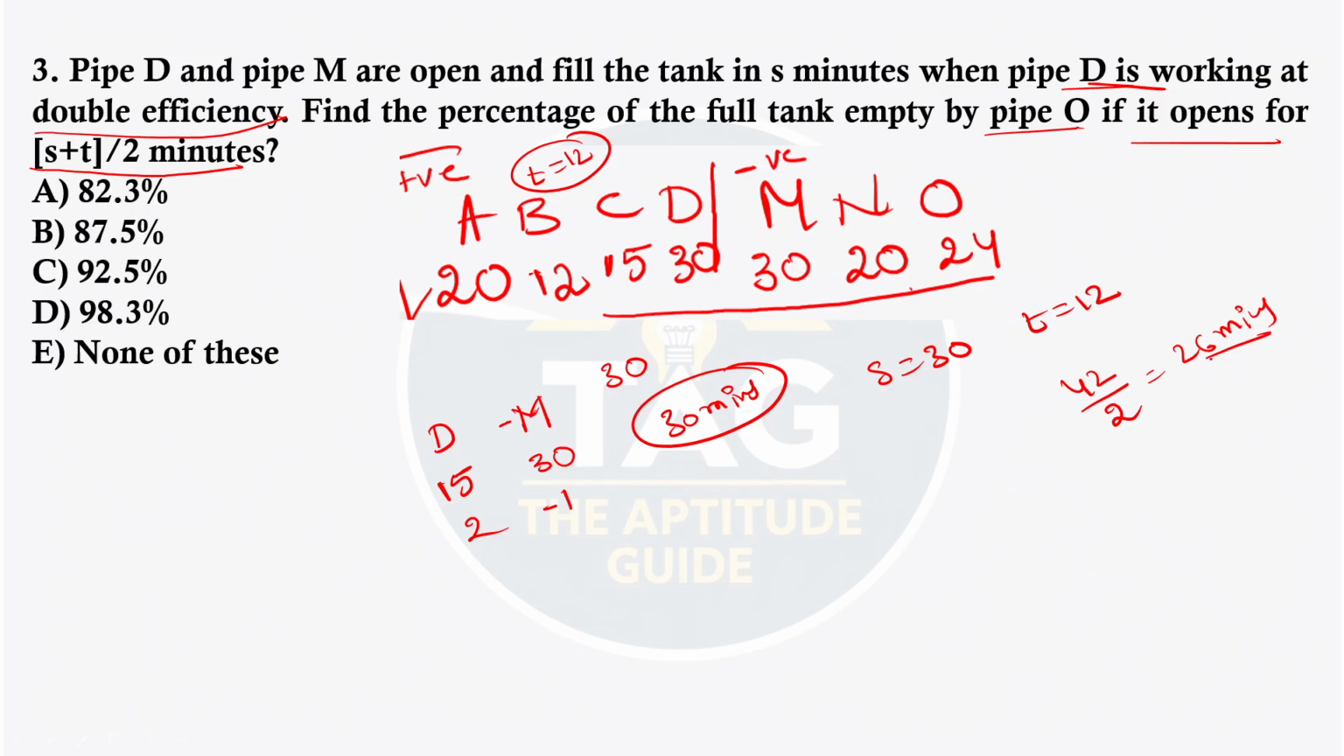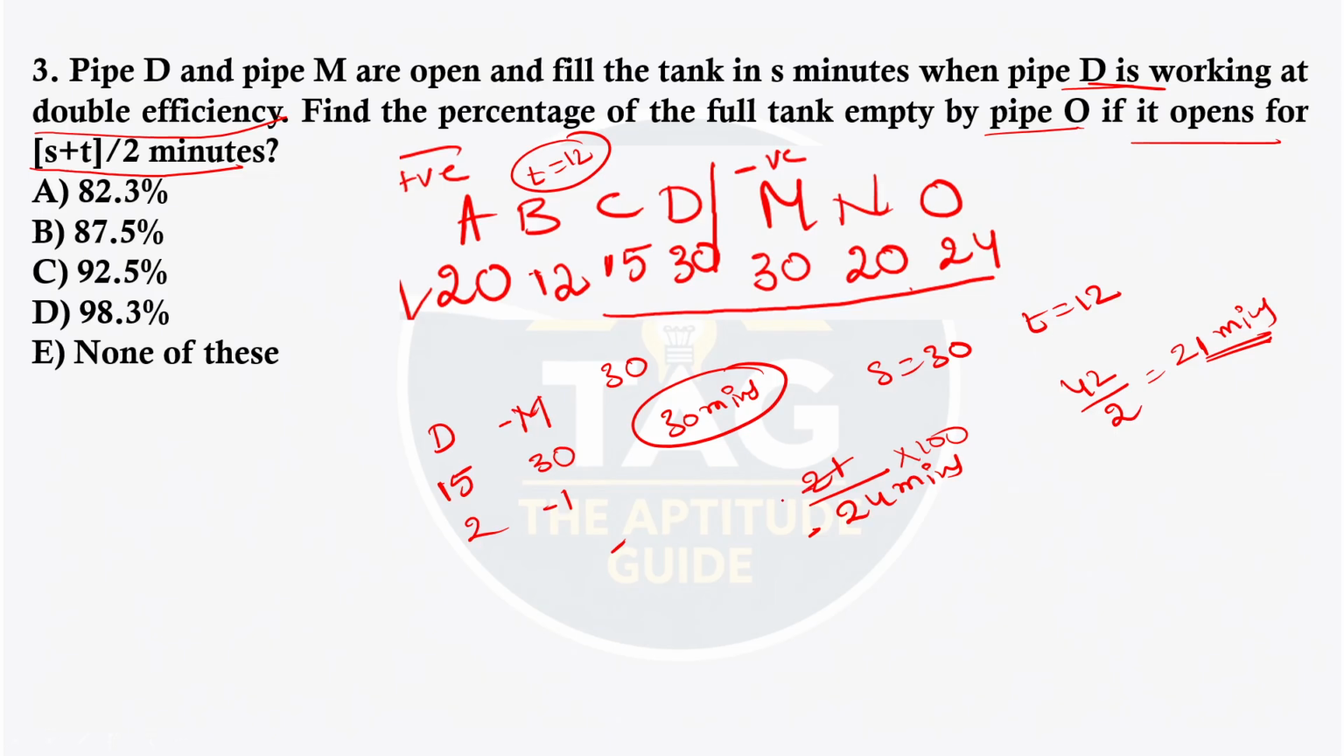The amount of work done by O in 26 minutes. So O can fill the full tank in 24 minutes. Sorry, O can empty the full tank in 24 minutes. I made a mistake with the calculation here. It's not 26, it's 21. Yes. Okay. At times it happens. In 24 minutes, in 21 minutes, what percentage of the tank will be emptied? So 21 is what percentage of 24? That's what we need to find here.